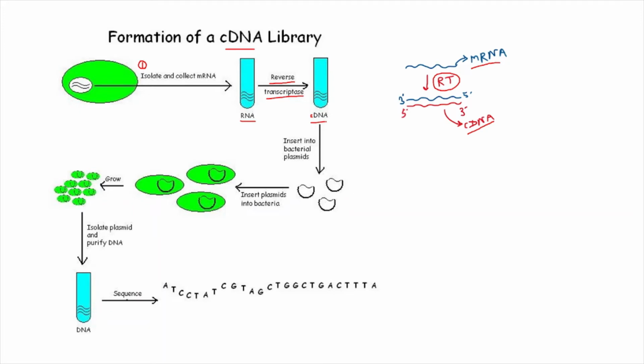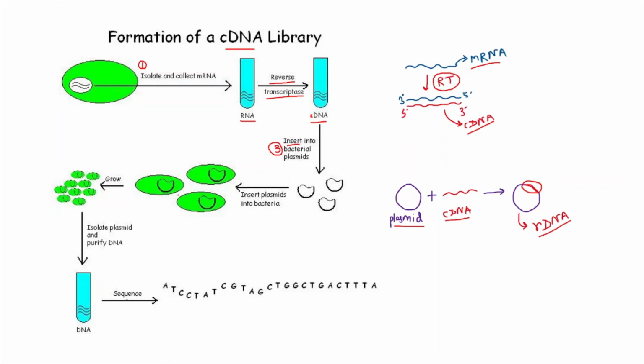Now after synthesis of all the cDNAs that are complementary to the mRNA, what do you do? You insert them into a bacterial plasmid. So here you perform recombinant DNA technology. How do you do that? Suppose this is the bacterial plasmid and here are the synthesized cDNAs. So insert the cDNAs within the bacterial plasmids at this position, and the plasmid that will be formed is called the recombinant DNA.